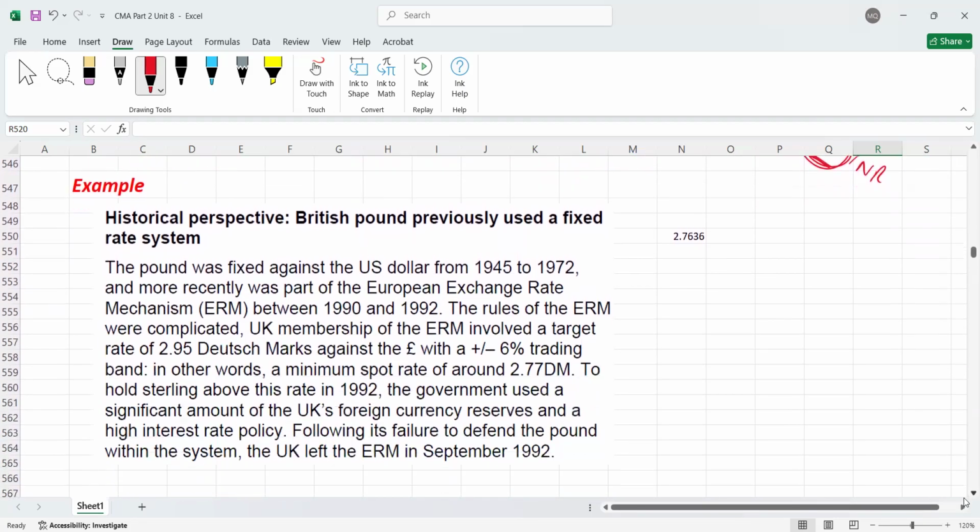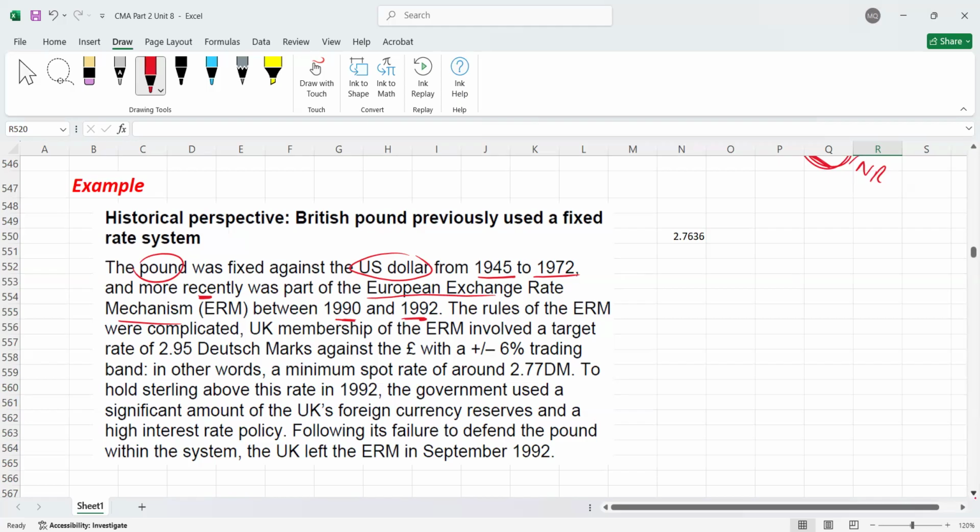This is the advantage of a fixed exchange rate system. Now here we have a very practical example: the British pound. It was fixed against the US dollar from 1945 to 1972. More recently, the pound was part of the European Exchange Rate Mechanism between 1990 and 1992. You can assume the European Exchange Rate Mechanism is one kind of authority, just for the sake of understanding.